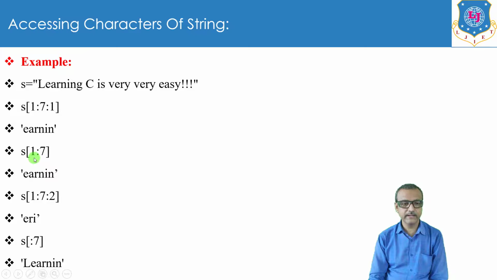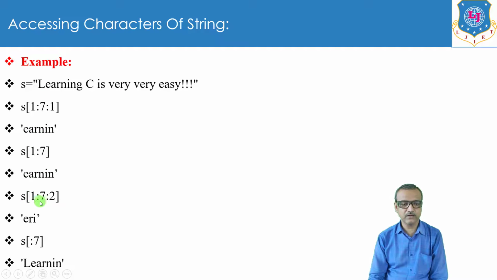Similarly, S[1:7]. Here the begin index is 1 and the end index is 7. So it will give us the characters from 1 to 6, and here the step size is not defined, so it will by default take 1. So we have the same output as this one.